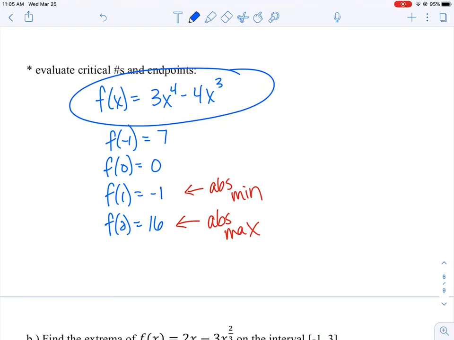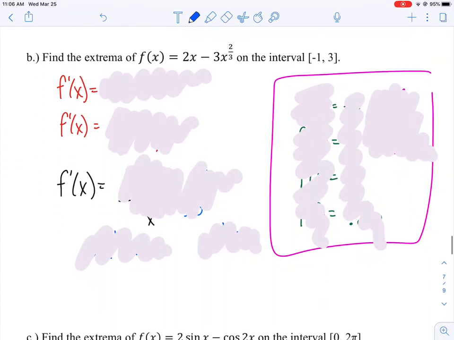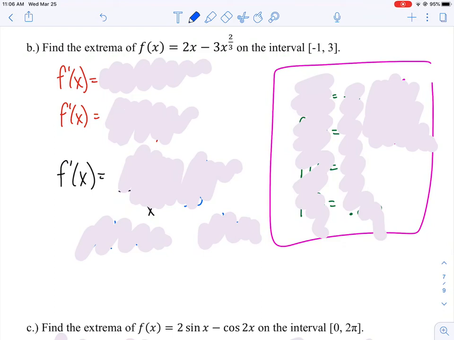You could always double check by plugging your original function into your calculator and graphing it. You should actually be able to see where your highs and your lows are and double check that this makes sense, that your lowest value is at the point 1, -1, and your absolute highest value is at the point 2, 16. Plug it in your calculator, see what you get.